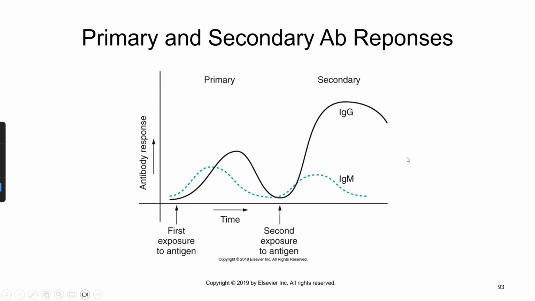So during the primary exposure, this is the first time you've ever been exposed to the antigen. You're going to see an increase in IgG. The second exposure, you see a lot of IgG produced. When we look at IgM, the first time they're exposed, it increases earlier. So you can see a peak earlier than IgG. And then the second time they're exposed, there's a lesser peak.